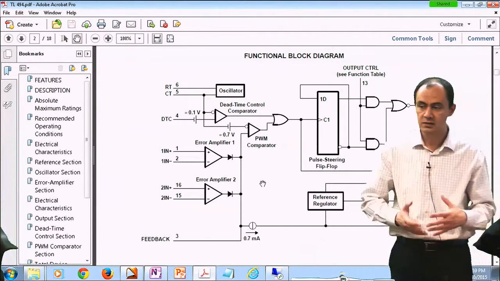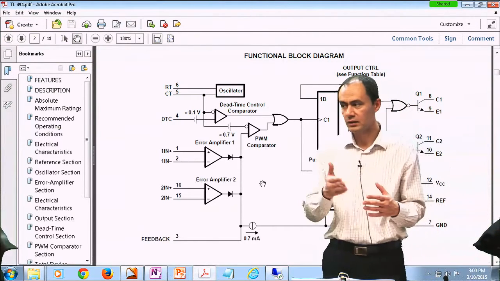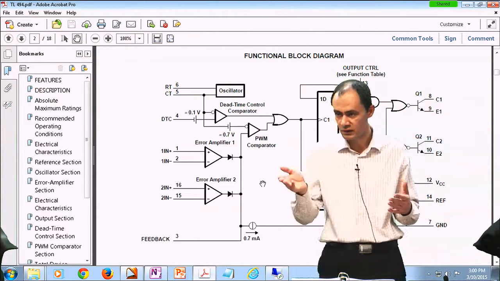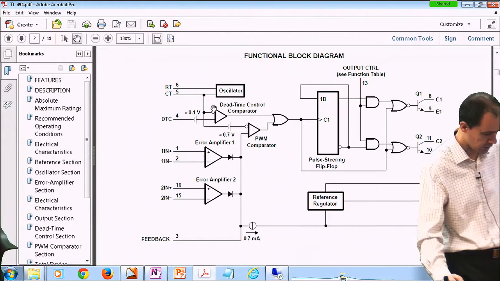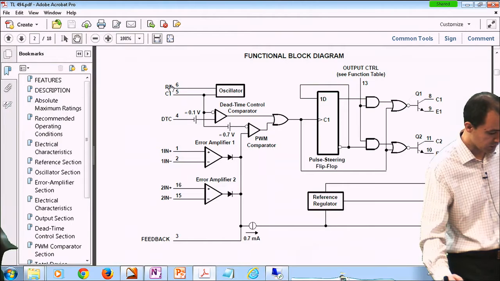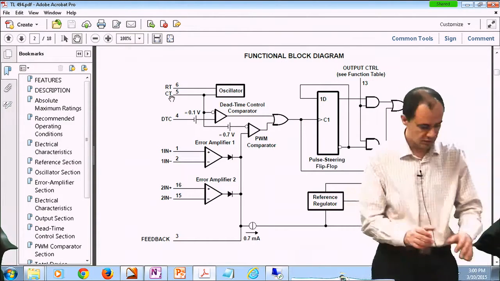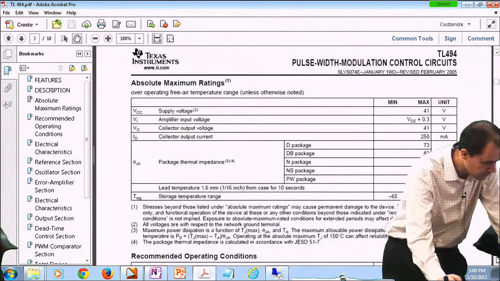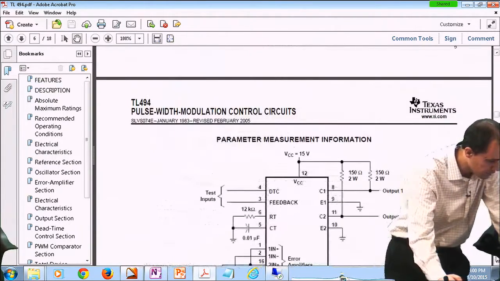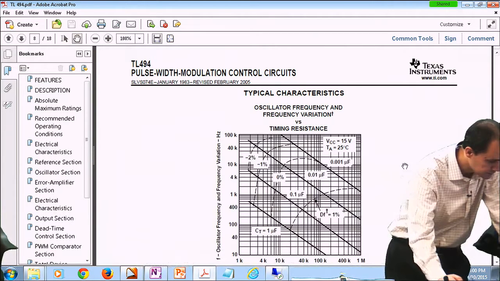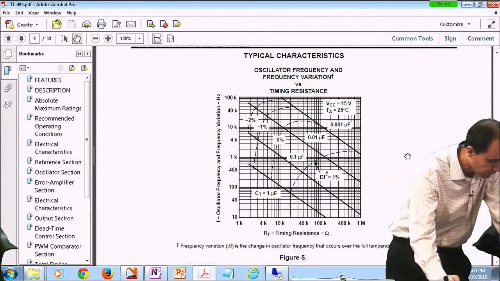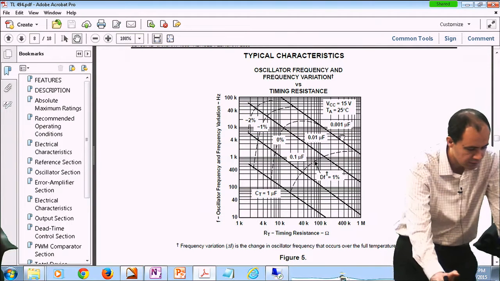Remember, we need an oscillator in our PWM block, right? We needed an oscillator to give us a kind of a sawtooth waveform, ramping from 0 to 5 and coming down. This is the oscillator. And by selecting RT and CT, you can actually select the frequency of these oscillators. So there should be graphs down there somewhere explaining how RT and CT should be selected. Yeah, it's like oscillator frequency versus RT, the timing resistance, and then the capacitor is also another parameter.